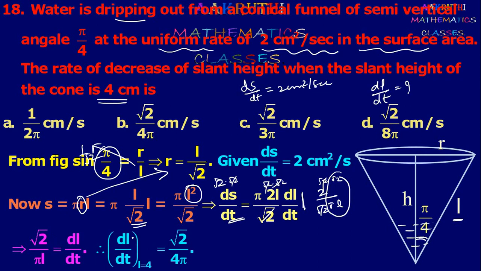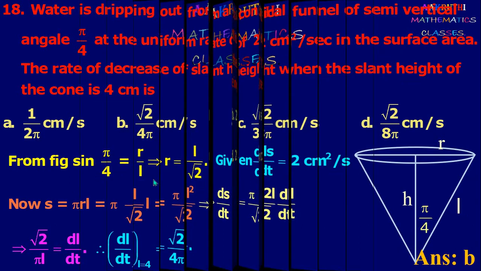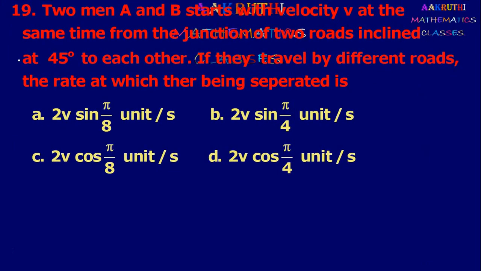But here the question is to find dl by dt when L equal to 4 centimeter. So therefore dl by dt when L equal to 4 centimeter is root 2 divided by 4 pi, which is option B. So that is, the rate of change of slant height is root 2 divided by 4 pi centimeter per second, which is option B. So next, question number 19.